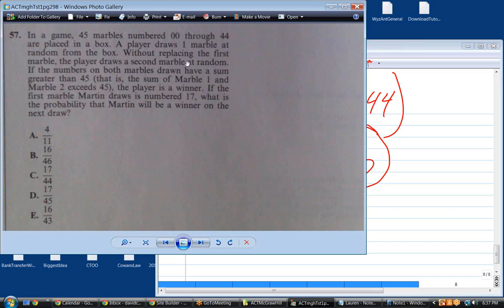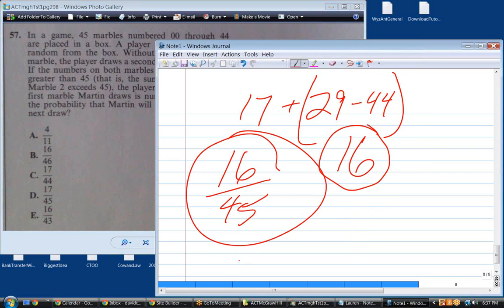Without replacing the first marble. Oh, so 40. So there's 44. Okay, yeah, there is that answer on there. I need to divide top and bottom by 4 to get 4/11ths. Oh, simplify. Yeah. Now that's a pretty tricky problem.